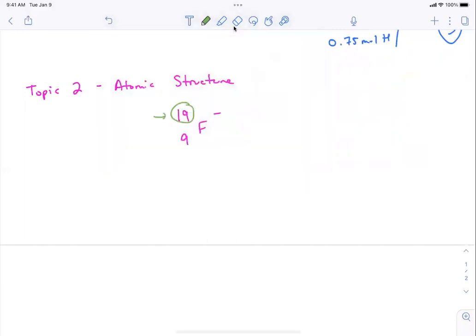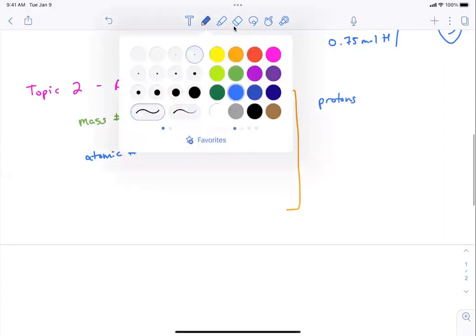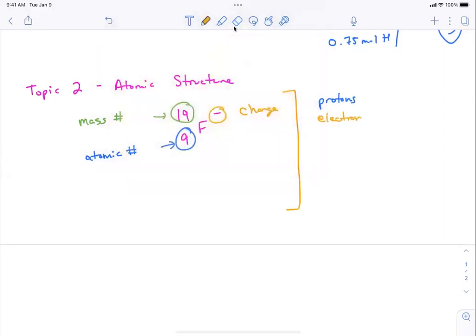1, your mass number. 2, your atomic number. And 3, your charge. These 3 values allow you to solve for the protons, the electrons, and the neutrons.